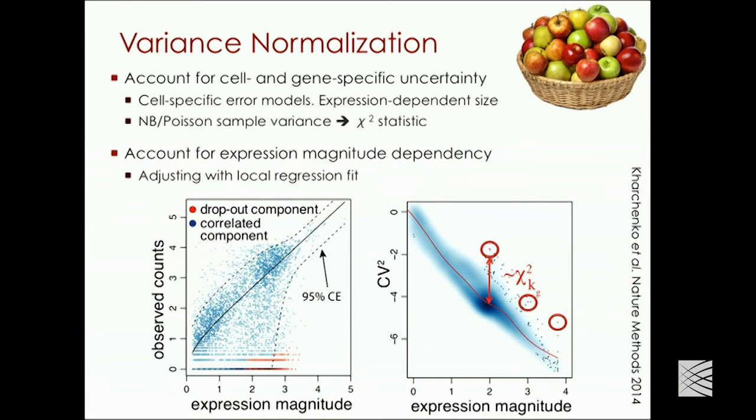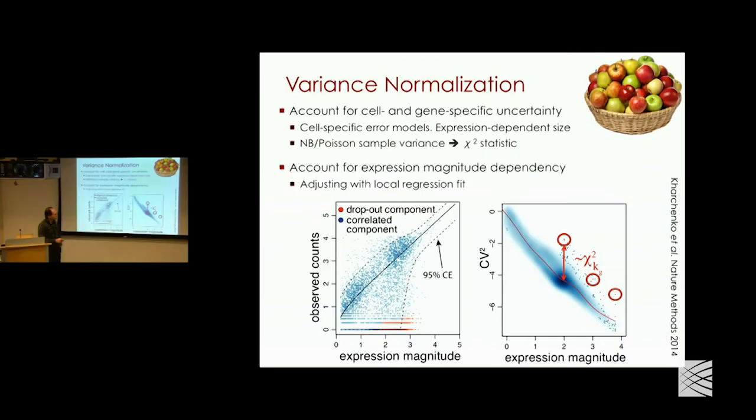There's a genome-wide trend here. We tried analytical models, but they didn't really account for the variety of data sets that we have. So this is a genome-wide trend. This is the coefficient of variation squared, on log scale again. And what we're looking for are points above this line, so the genes that show more variability than we expect genome-wide.